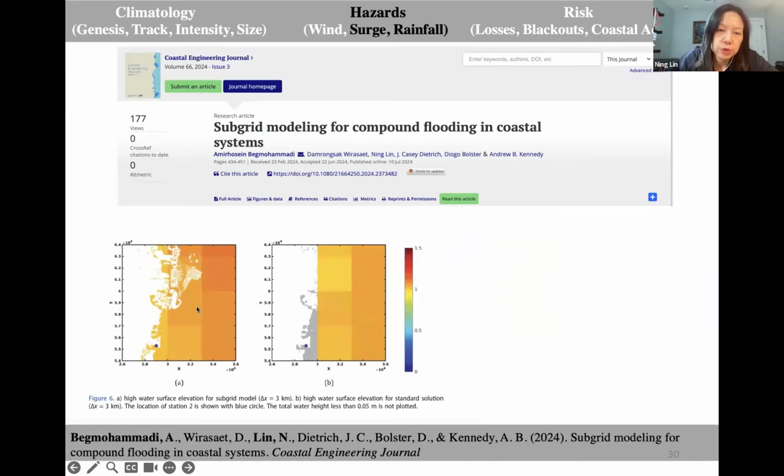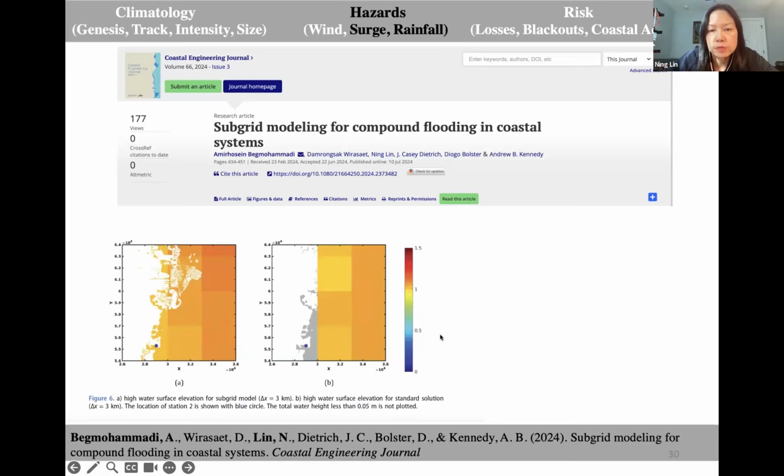So as an example here, on the left is this simulation based on this subgrid modeling. On the right is a simulation at the same resolution, but no subgrid modeling. So you can see the difference. Essentially, it's making use of the terrain information at high resolution, but using a low resolution simulation.